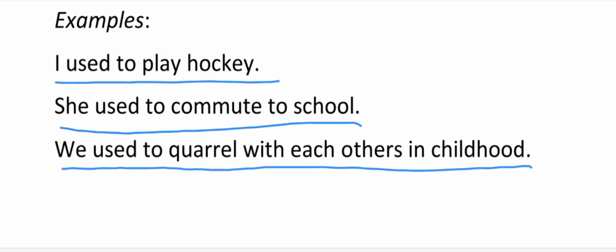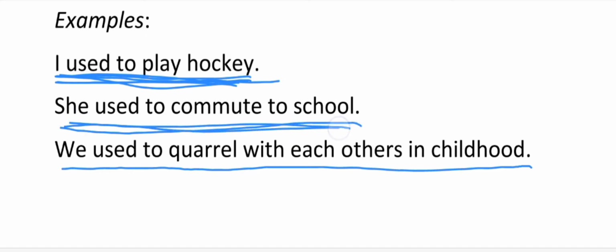Interestingly, when we say I used to play hockey, it means that I had the habit of playing hockey in the past, which is no longer present in the present time. So we must not say that I used to play hockey and I do not play it now. No. Whenever you use simply I used to play hockey, it gives the meaning that I had the habit of playing hockey in the past, which is no longer present. Or she used to commute to school. It means that she had the habit of commuting to school in the past, but she does not have that habit now. So the second clause is already understood. You have just to use the used to structure.